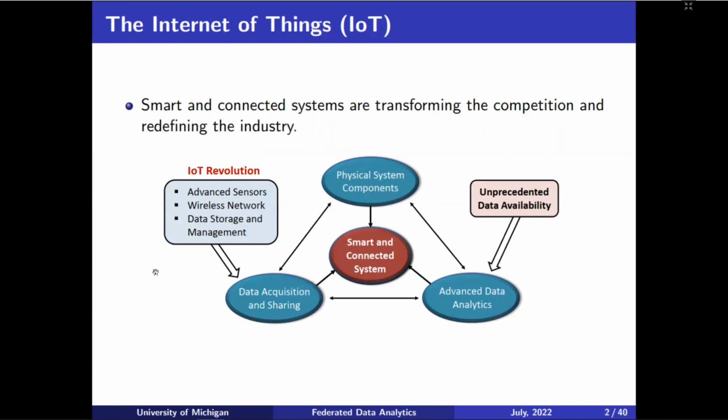The smart and connected systems, also known as IoT-enabled systems, are transforming the computation and redefining the industry. In the traditional IoT-enabled system, there are several physical system components, and there are also several sensors installed on those components to collect real-time data from the environment. Afterwards, those components will share the data with a central server or a cloud via the wireless network. Afterward, the server will analyze those data to make smart decisions.